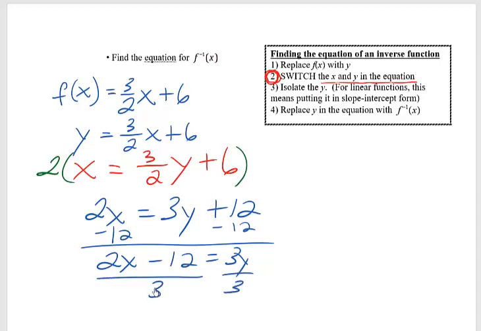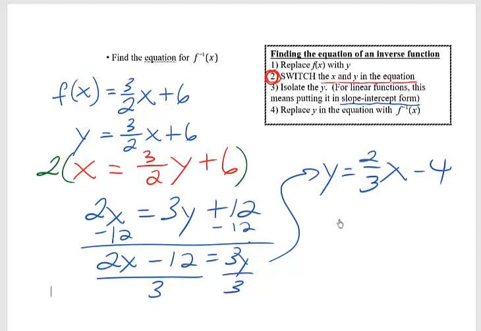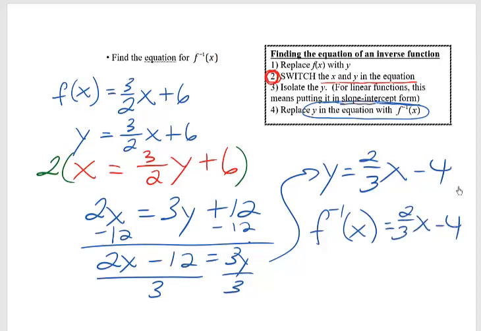There is a note here in step 3 that says if you have a linear function, which we do, the expectation is that you would go ahead and put it all the way to slope-intercept form. So I should go ahead and distribute that 3 into both parts, and that gives me y equals 2/3 x minus 4, since 12 divided by 3 is 4. The final step in terms of giving your answer is, now that you're done, go back to the function notation. So replace y, this time not with f of x, but with f inverse of x, to remind us that that's what we found, the equation of the inverse function. Here would be the final answer.